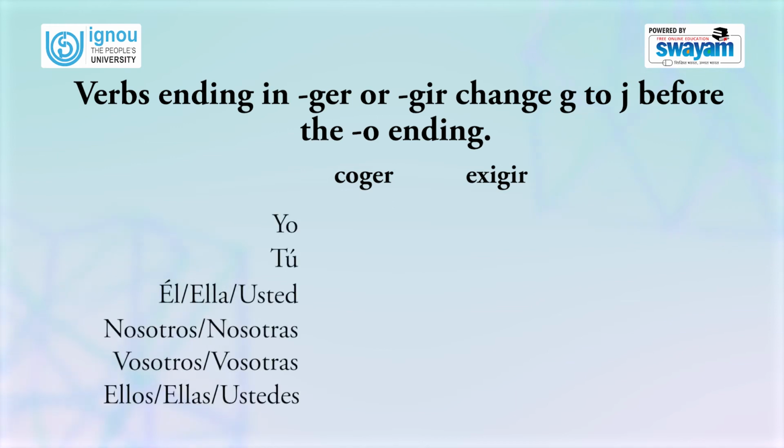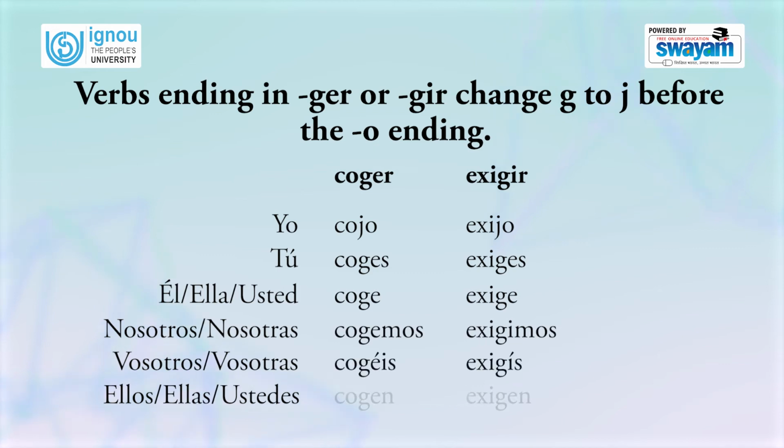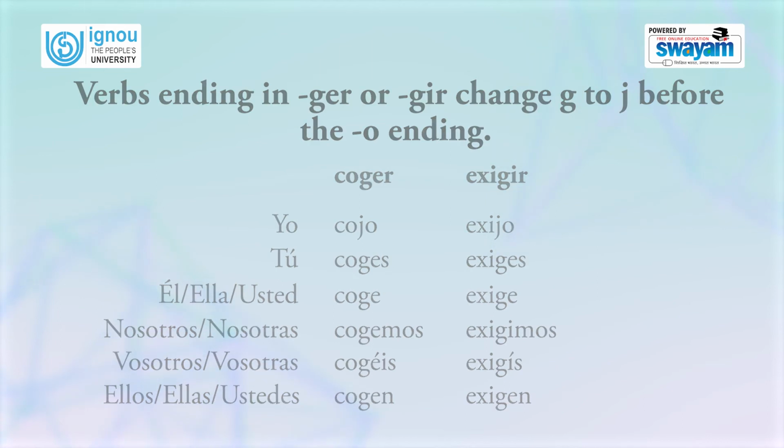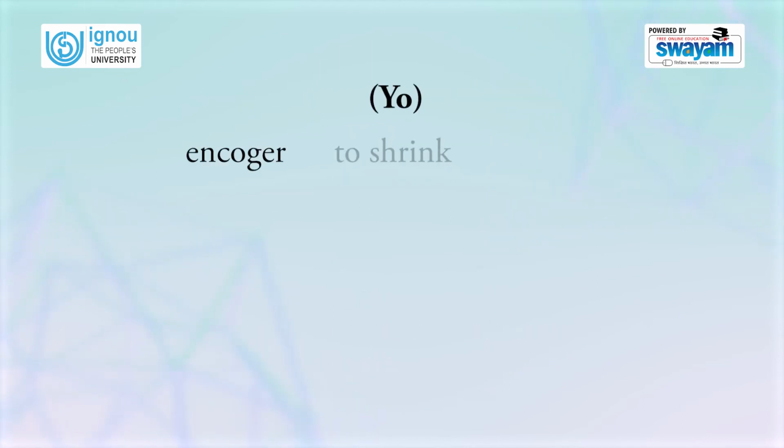So coger becomes cojo, coges, coge, cogemos, cogéis, cogen. As we can see, it's only irregular in the first person where it's not written with the G, although it's pronounced as cojo. If you write a G there, it becomes cogo according to Spanish pronunciation rules. So it has to be with a J, right? Tenéis que escribir la J en vez de la G. Entonces tenemos cojo. Los verbos como encoger, to shrink. Again, the first person irregular form is encojo.